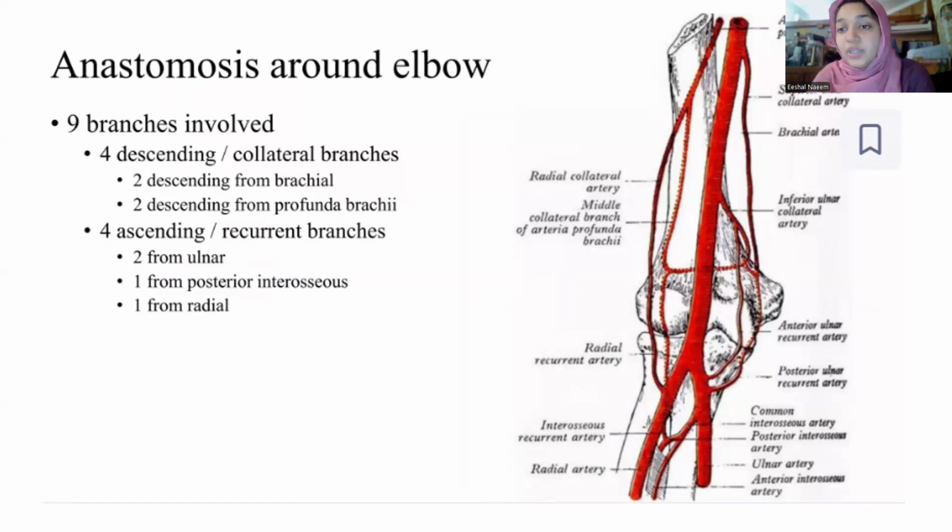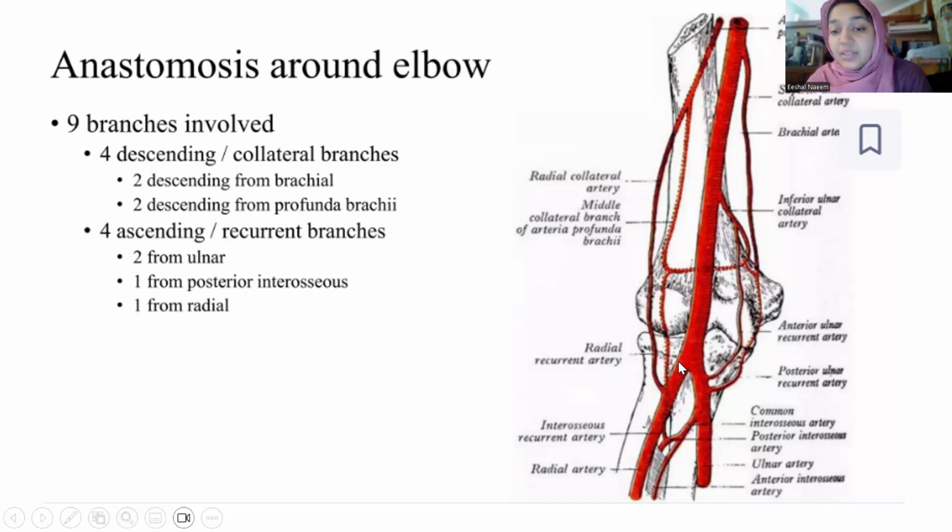Now, first of all, you know that there was a profunda brachial artery which was running around from the behind of the humerus in the spiral groove with the radial nerve. Now, that profunda brachial artery gives us two branches. It gives us a radial collateral artery, and then it gives us a middle collateral artery, right? So it gives us two collateral arteries.